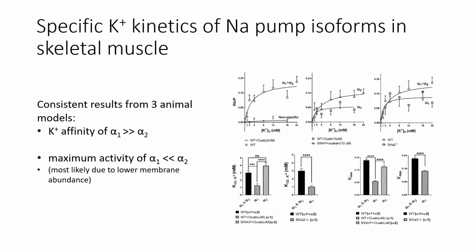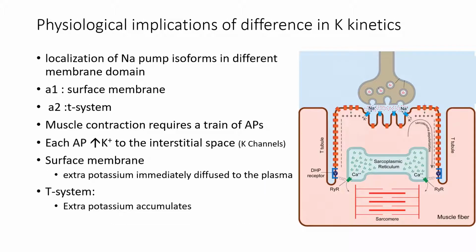The results from all 3 animal models are consistent and suggest that the potassium affinity of alpha-1 is significantly higher than the potassium affinity of alpha-2. Here we have alpha-1, alpha-2, again alpha-1 and alpha-2. In terms of the maximum activity of the pump, the maximum activity of alpha-1 is significantly lower than alpha-2, probably due to the lower membrane abundance of alpha-1 in skeletal muscle.